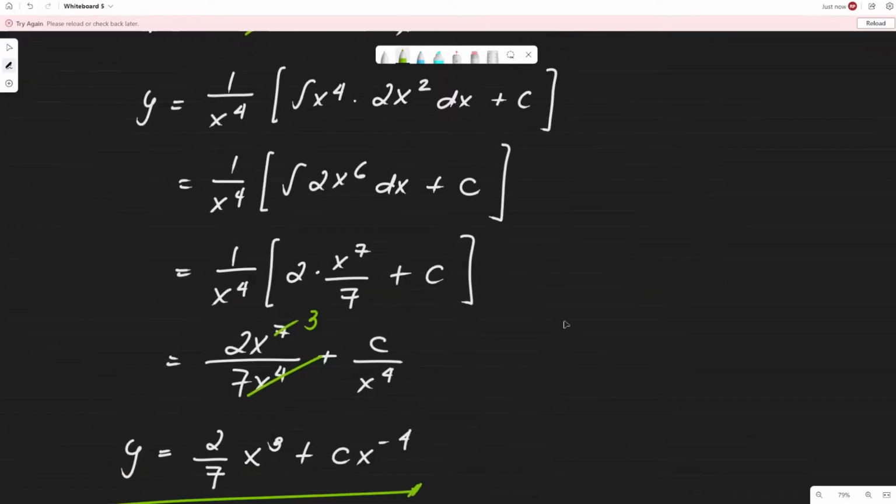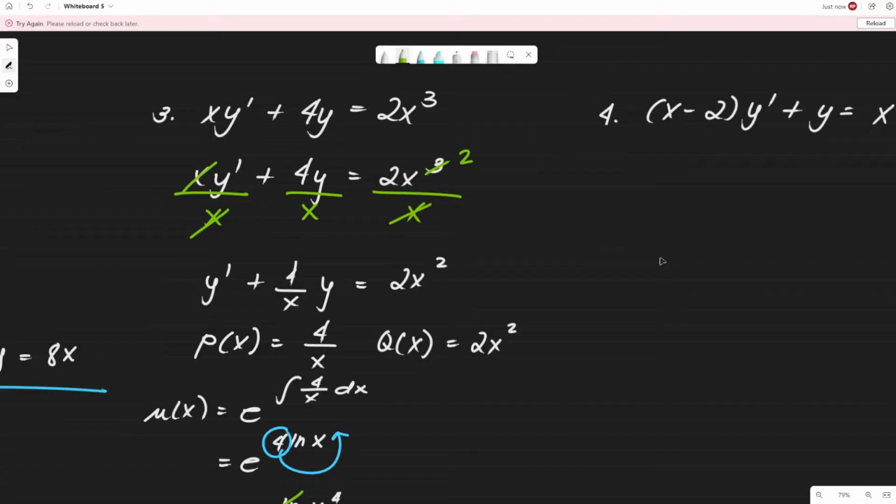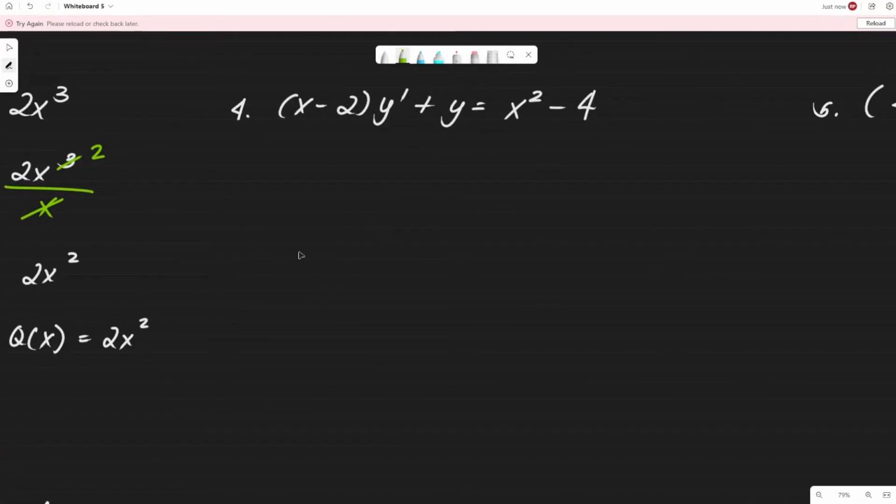Okay, then last example, no? Napaka dali, no? This is the easiest example. Di pa pala last, no? May dalawa pa. So, we have x minus 2, y prime plus y is equal to x squared minus 4, no? So, what are we going to do, no? So, just, again, no? Make it in the form of the standard form, no? So, divide all sides by the coefficient of the derivative, no? So, we have, kopyahin ko lang.